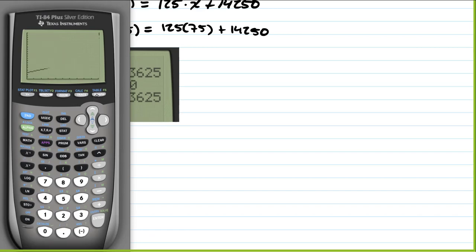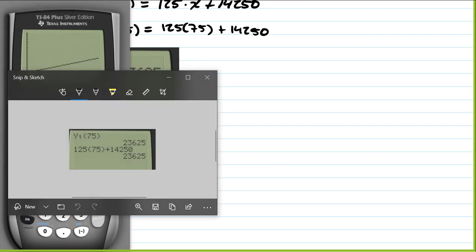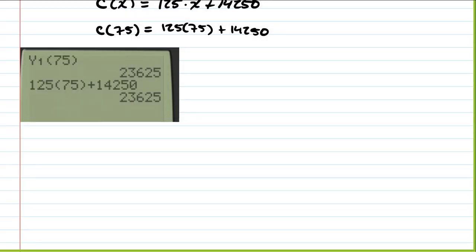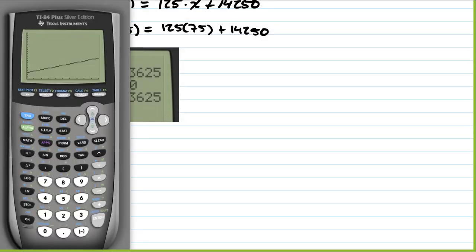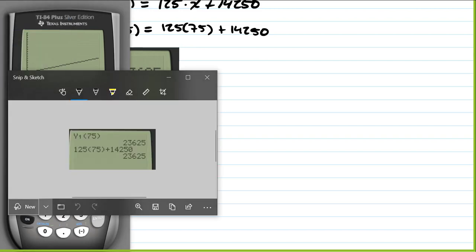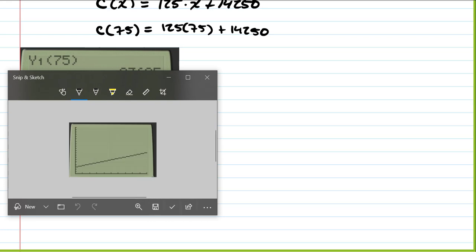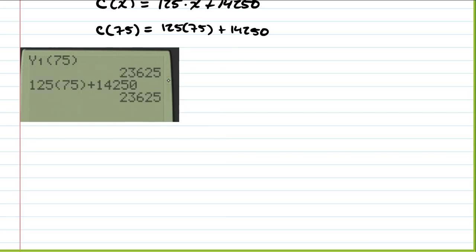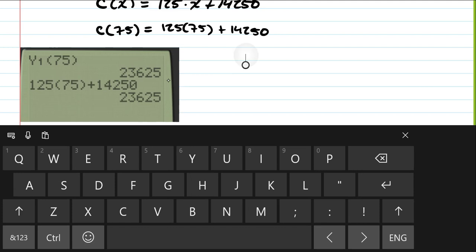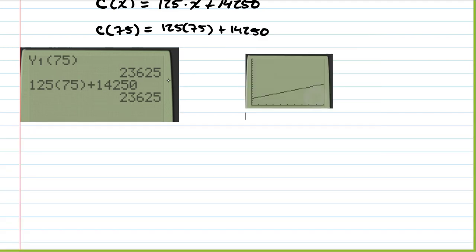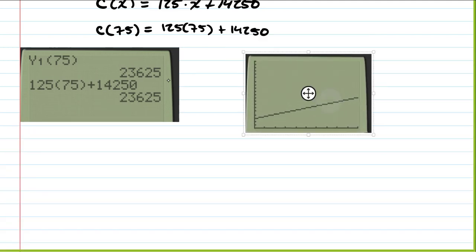So when we press graph now, we see what our function looks like. If you ever are graphing something on your graphing device and you can't see it, it most likely means that you need to adjust your window. If you adjust it and you still don't see what you want, just keep adjusting it until you do.